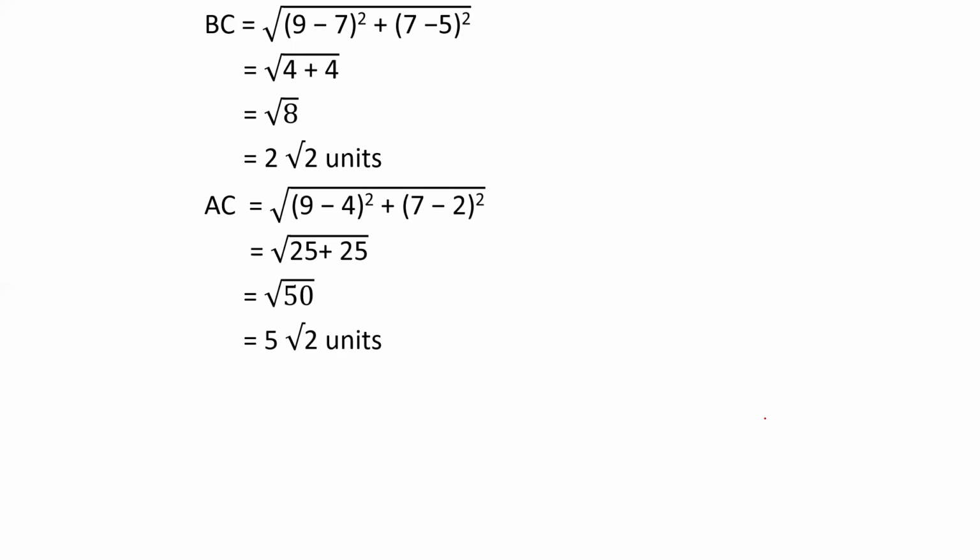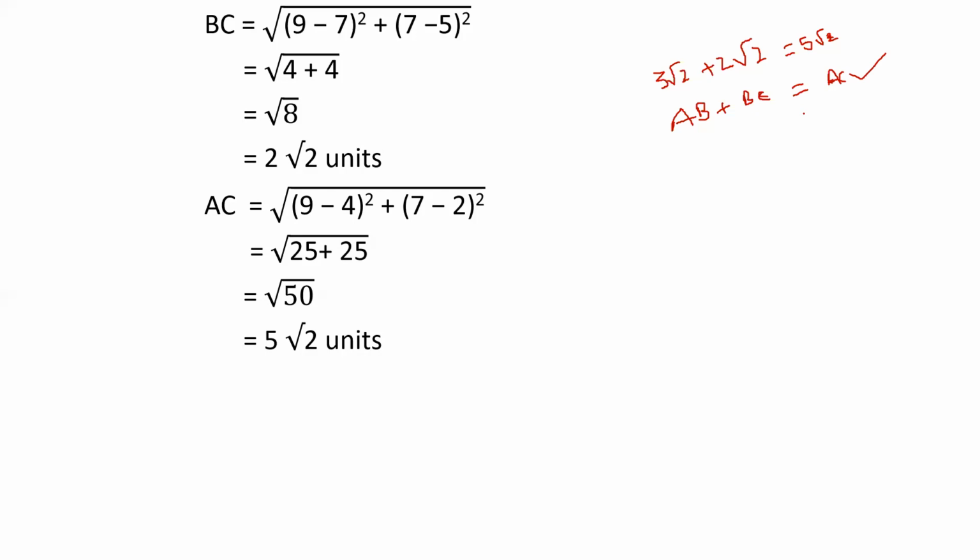Well, now if I check, I got AB as 3 root 2 plus BC as 2 root 2. If I add them both, I get 5 root 2. Right. So this is AB plus BC, which is equal to AC. So now we have proved that AB plus BC equals AC.